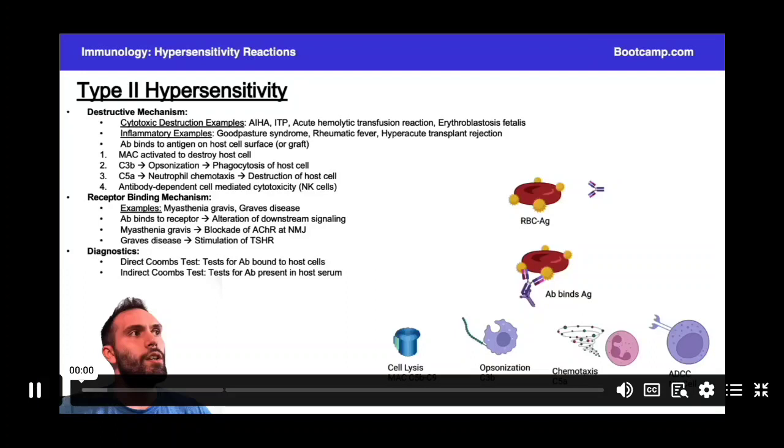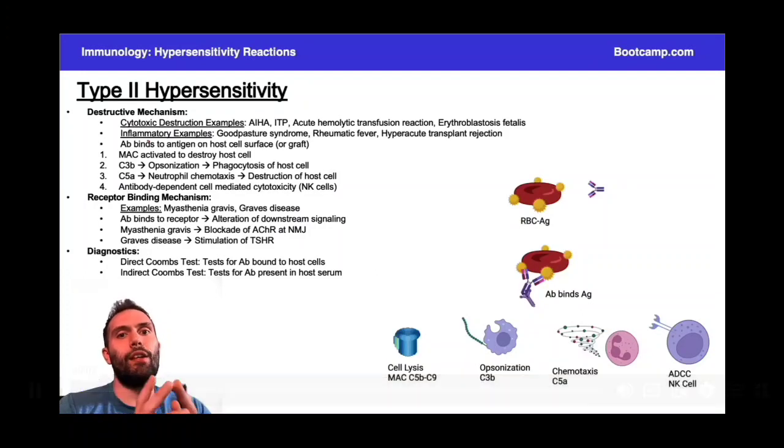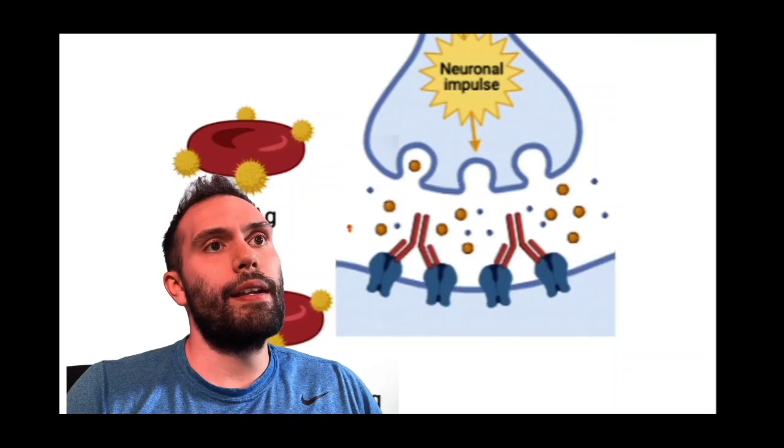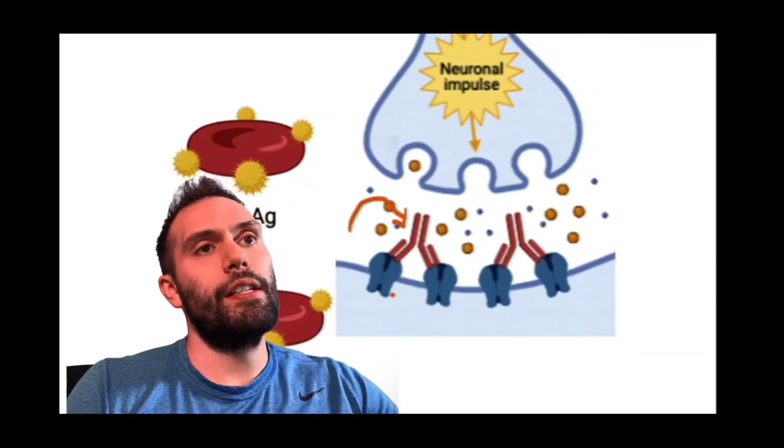So in the first few examples, we're talking about cells that are essentially marked for destruction. But now you can imagine these antibodies, instead of necessarily marking things for destruction, can also act to bind to things. They can bind to receptors, or they can block receptors. So if we're talking about something like myasthenia gravis, for example, you can see these IgG antibodies are essentially binding to the acetylcholine receptor here in the neuromuscular junction.